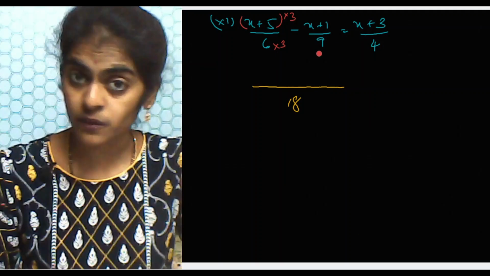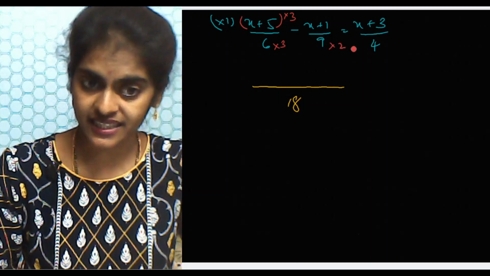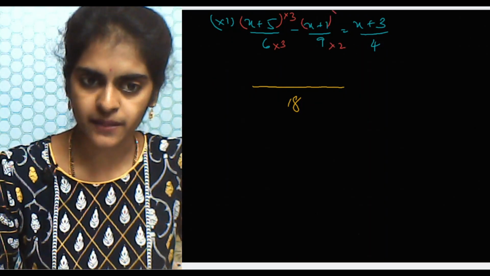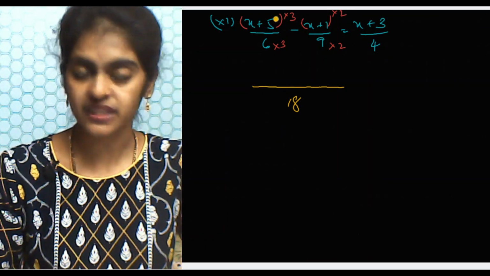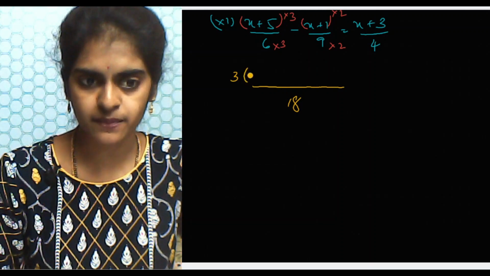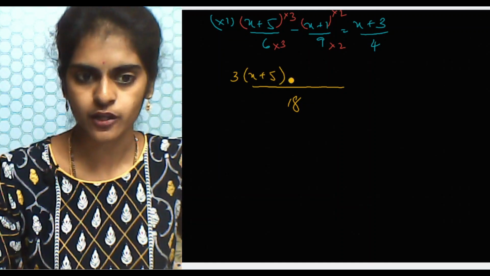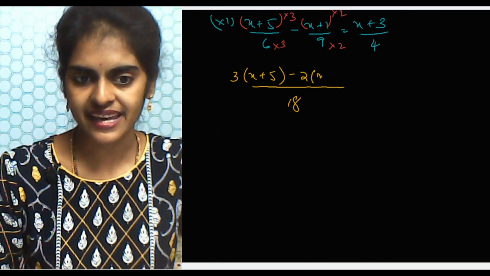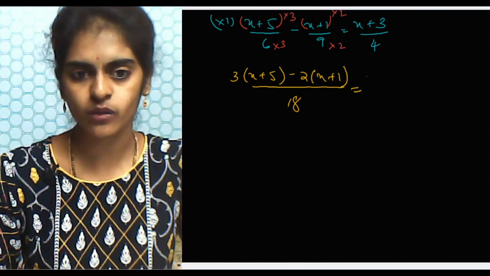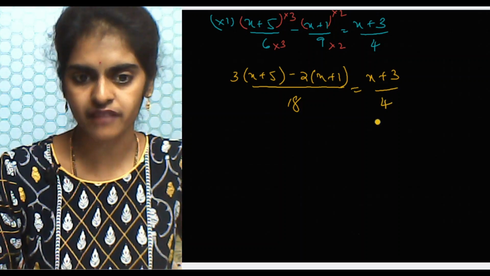Now here denominator is 9. So 9 twos are 18. So numerator also will multiply by 2. Okay, so let me write it here. The first term is 3 multiplied by (x plus 5). You have minus here, write it. The second term is 2 multiplied by (x plus 1), is equal to (x plus 3) divided by 4.